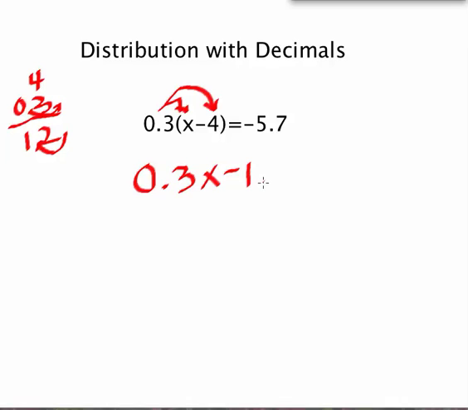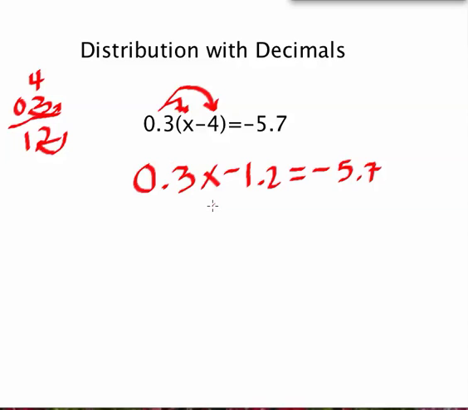So 0.3x minus 1.2 equals negative 5.7. And if you don't like dealing with decimals, you can go ahead and use a technique.